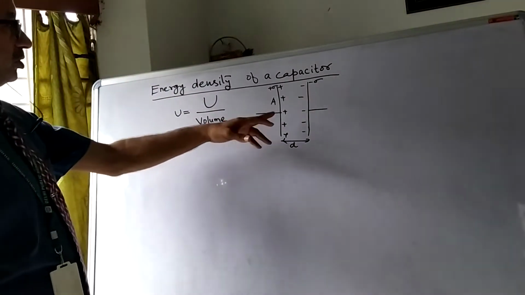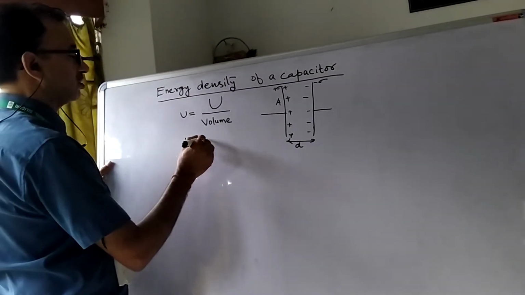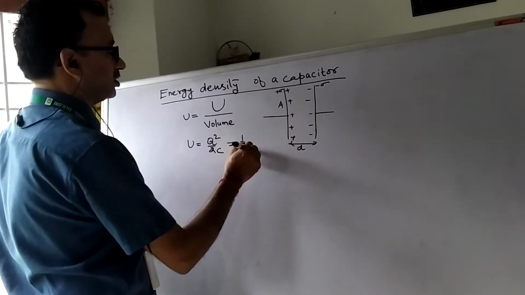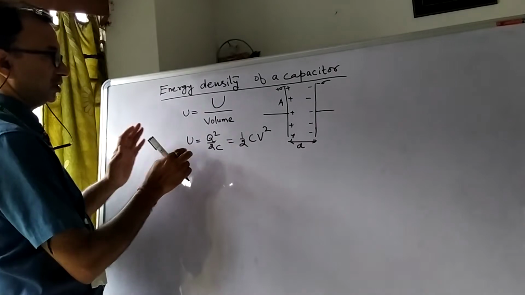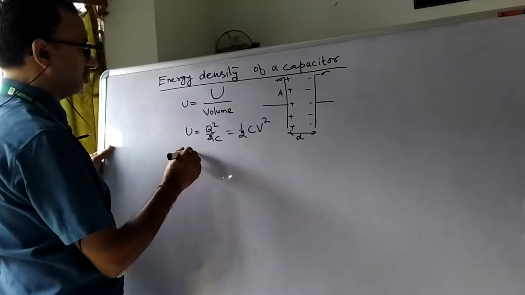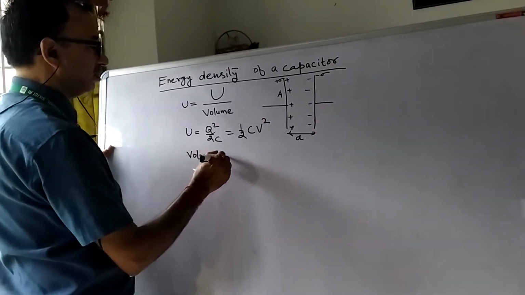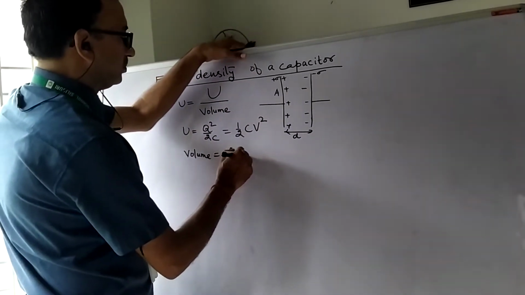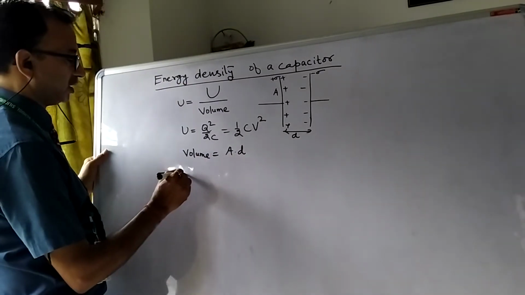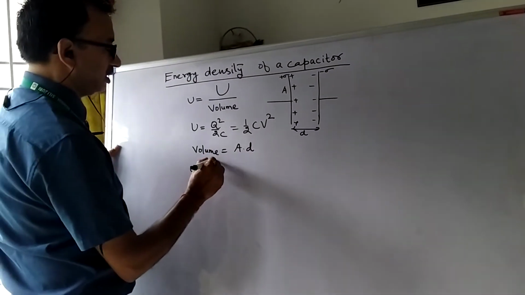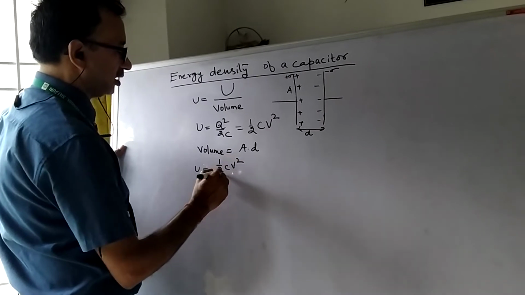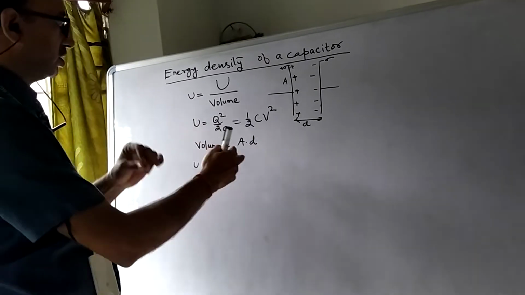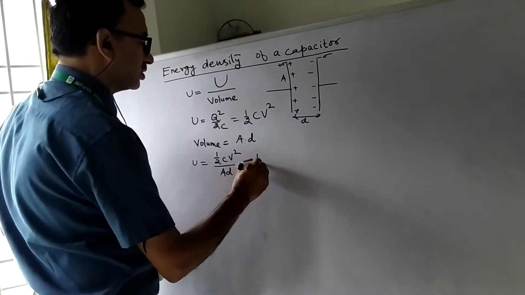Now, what is the total energy? Total energy equals Q square by 2C, we have done. That is equal to half CV square. This is the total energy. What is the volume of the capacitor? The volume will be area into D, so AD. Now, what will be the small u? The energy density will be half CV square divided by AD, or you can write Q square by 2C divided by this.